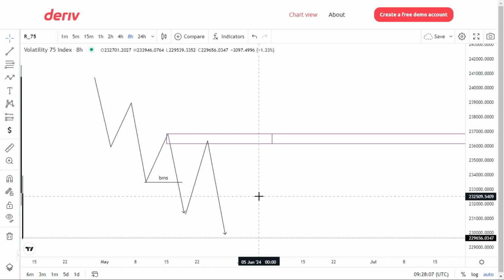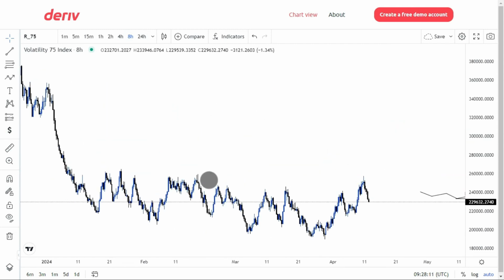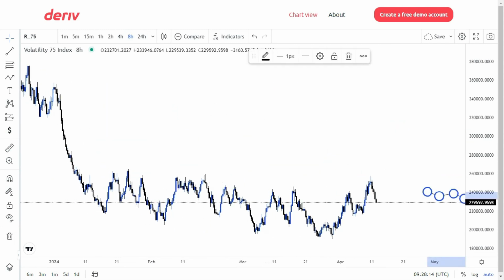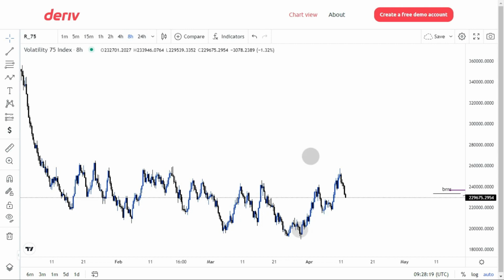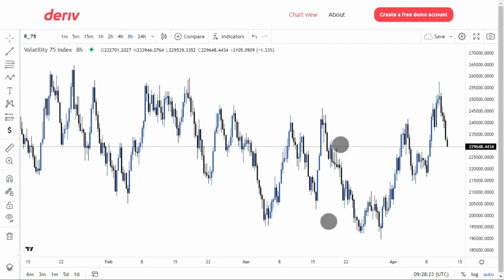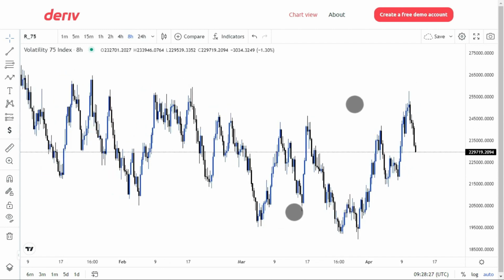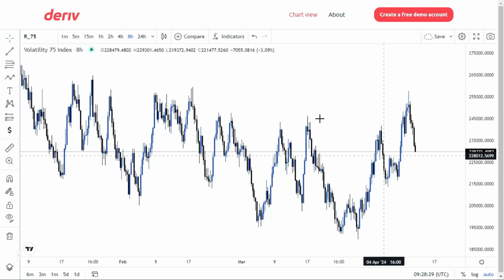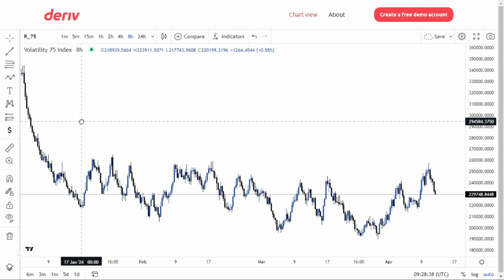For this one, I'll use V75. I've promised the guys in our WhatsApp platform that I will explain this concept with V75, and I'll give an analysis of what I'm expecting on this very pair. So this is our V75, and we are on the 8 hour time frame. I will investigate what has been happening from this point to where we are.